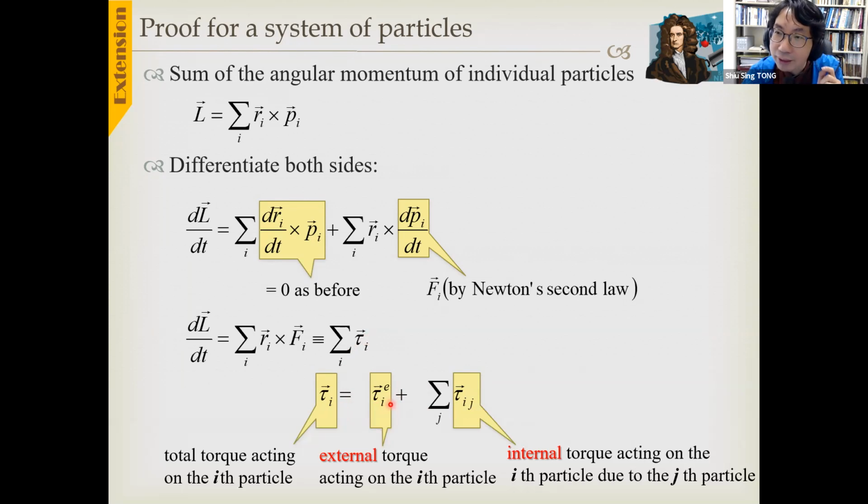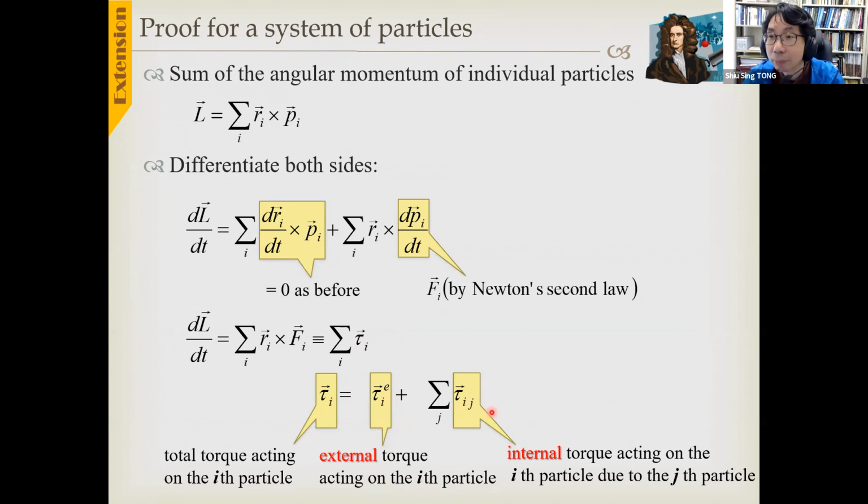The first torque, which has the superscript E, is the external torque acting on the i-th particle. I denote it as tau i with a superscript E. The E is not a power. It's just a symbol to denote this torque is due to an external agent on particle i.